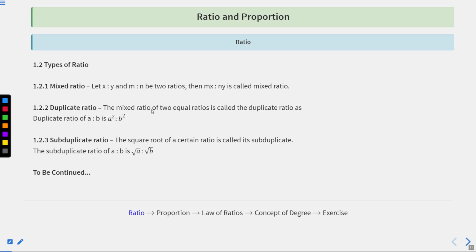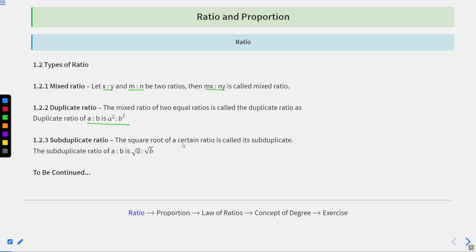Let us now study what are all types of ratio. So first of all, we have mixed ratio. Let x is to y and m is to n be two ratios. Then mx is to ny is called mixed ratio. Duplicate ratio. The mixed ratio of two equal ratios is called duplicate ratio, so duplicate ratio of A is to B is A square is to B square.